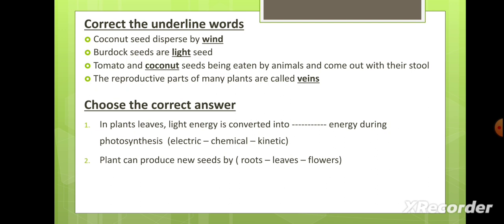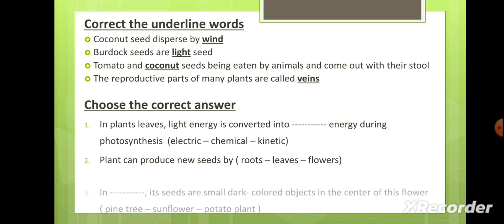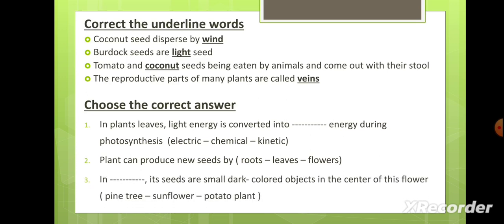Number 2, a plant can produce new seeds by roots, or leaves, or flowers. Plants can produce new seeds by what? Is it roots, leaves, or flowers? Of course, it's flowers. Its seeds are small, dark colored objects in the center of the flower. So which flower has small, dark colored objects in the center, which are the seeds? Is it pine, or sunflower, or potato plant? Of course, it will be sunflower.